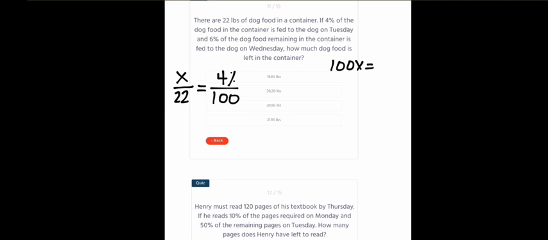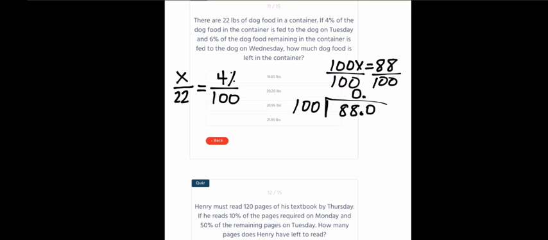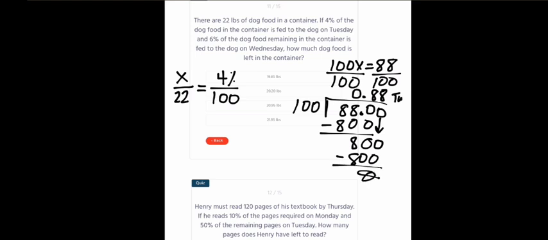So 100x equals 22 times 4 is 88. I'm going to divide by 100, but it's not that simple. So I'm going to do regular division. 100 goes into 88 0 times, because 100 is bigger than 88. So I'm going to add a decimal and I'm going to add a 0 down here. 100 goes into 880 8 times. 8 times 100 is 800. I add another 0. I bring it down. 100 goes into 800 8 times. I have no more zeros to bring down. I'm done dividing. I have nothing left over. So that means that on Tuesday, 0.88 pounds were used.